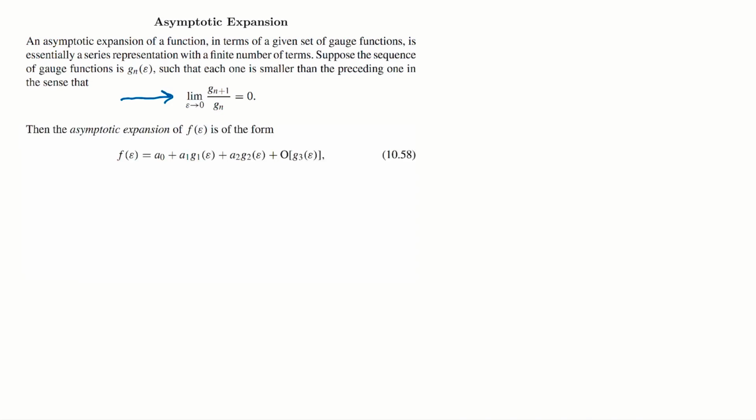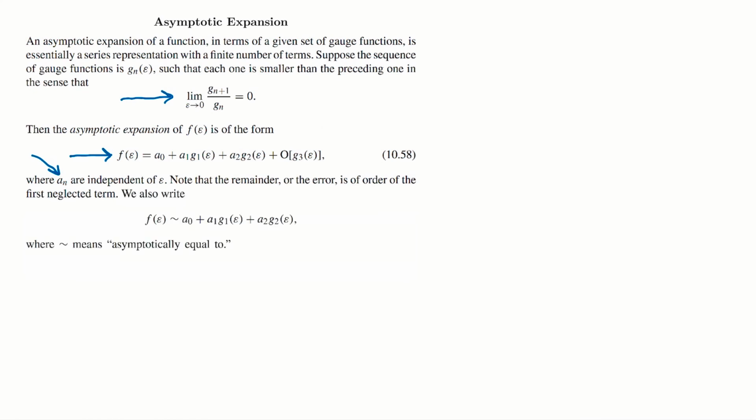So then the asymptotic expansion of our function would be of this form here. We have these coefficients, and these coefficients, a sub n, are independent of epsilon. And then the remainder, or the error, is of the order of the first neglected term, right, which we're showing here. So we can also write this function of epsilon, where this curly sign means asymptotically equal to, and then we have our sequence of gauge functions with our coefficients.